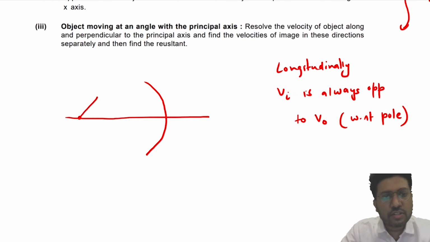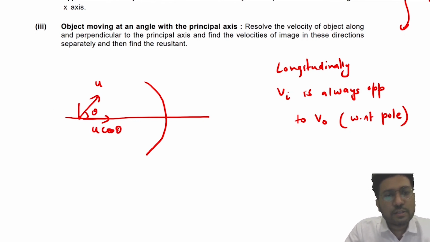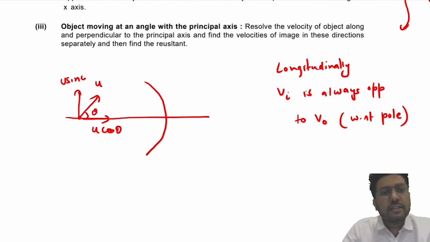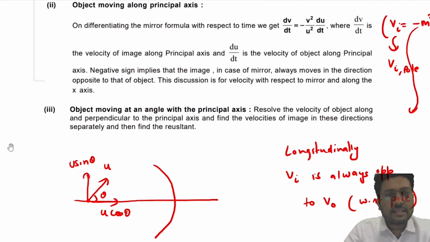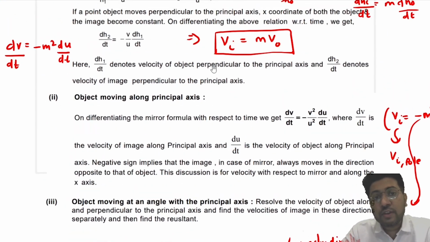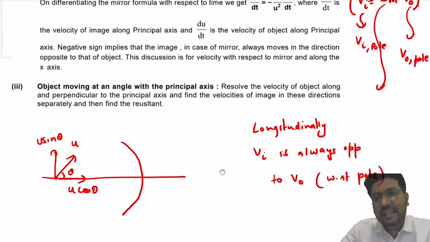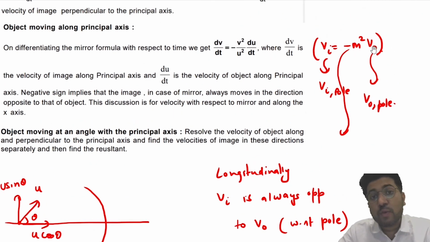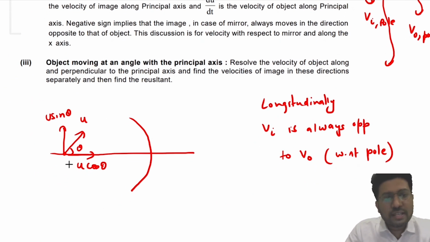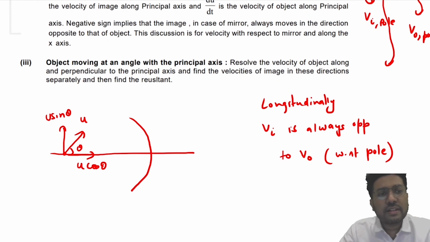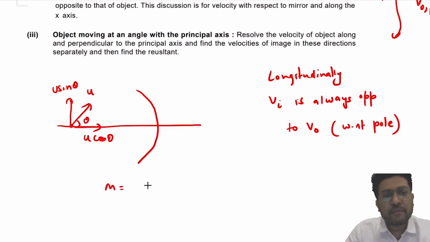Suppose the velocity of the object is u at an angle theta. In that case you will resolve the velocity into two components. This one is u cos theta and this one is u sin theta. For u sin theta you will use the first case, vi is equal to m vo, and for u cos theta you will use the second case, vi is equal to minus m square vo. At this position, using the mirror formula, you can calculate the value of m, where m is f by f minus u.